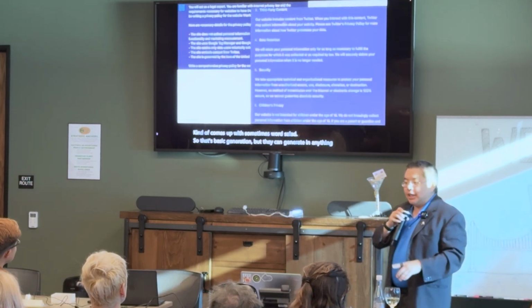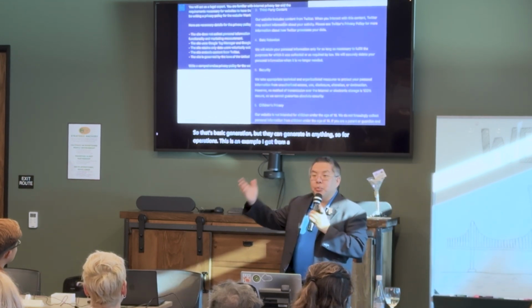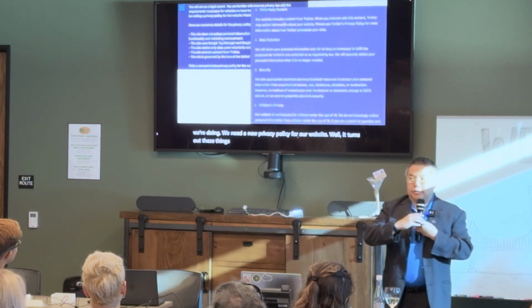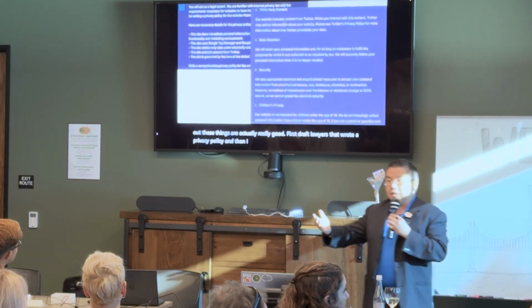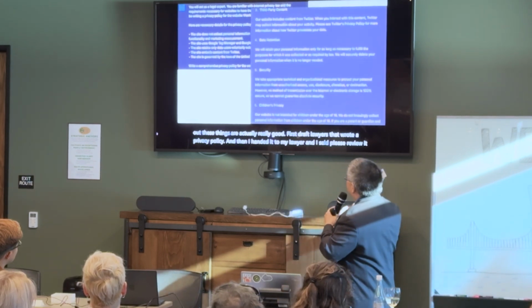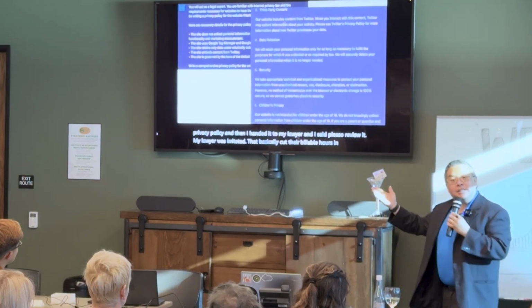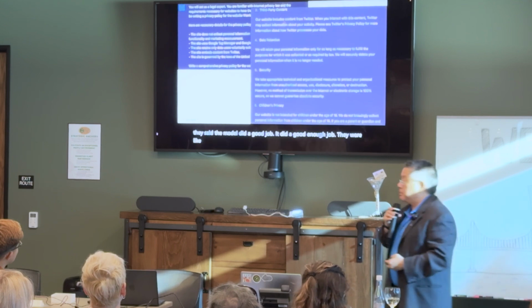So that's basic generation, but they can generate in anything. So for operations, this is an example I got from a client. Hey, here's all the stuff we're doing. We need a new privacy policy for our website. Well, it turns out these things are actually really good first draft lawyers. The model wrote a privacy policy. And then I handed it to my lawyer and I said, please review it. My lawyer was irritated that it basically cut their billable hours in half. But they said the model did a good job. It did a good enough job that they were like, okay, you can put this up on the website.